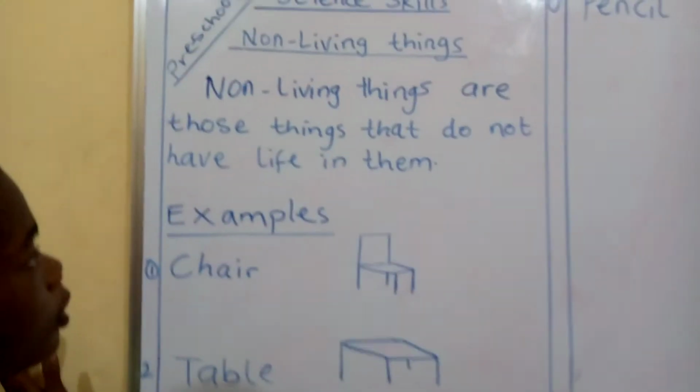I have something like: table is a non-living thing. Chair is a non-living thing. Bag is a non-living thing. Shoes, they are non-living things. So many things. Those things you know very well that they cannot eat, they cannot talk, they cannot move, they cannot do anything. Know that it is a non-living thing. Beautiful. Now let me give you the meaning of non-living thing and some examples of non-living things on the board.